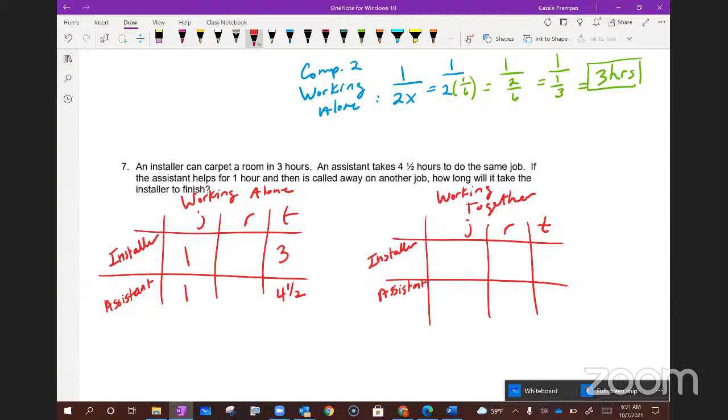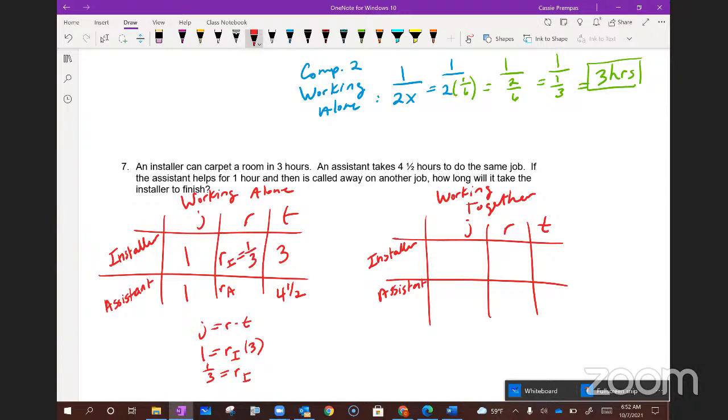Did they give us the rate of the installer? Did they give us the rate of the assistant? Why no, we're going to have to solve for that. The rate of the installer, and the rate of the assistant. But you're in luck. I know how to solve for rate. Job is equal to rate times time. So if I'm looking at the job of the installer, he can do 1 job is equal to his rate times 3. So the rate of the installer is going to be 1/3 of the job per hour.